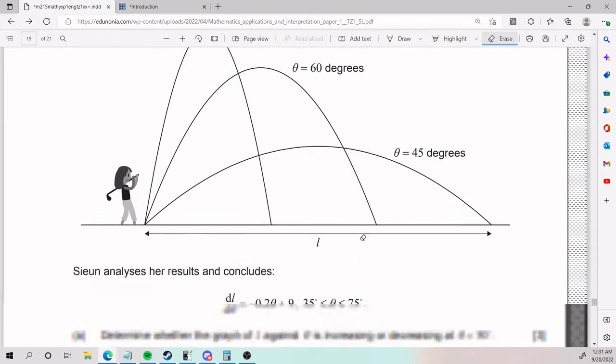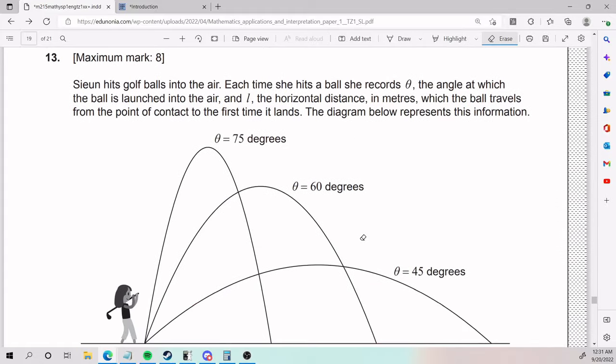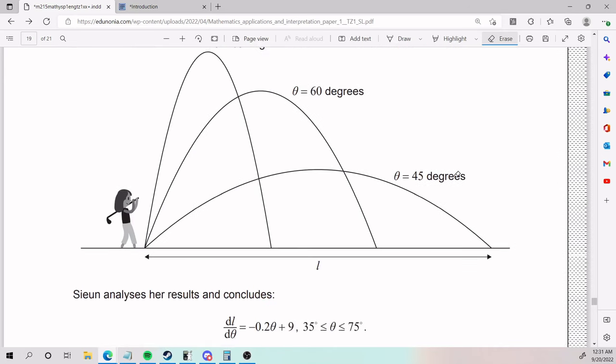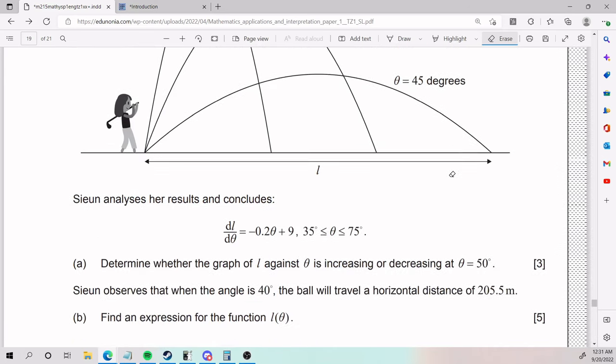Number 13, last but not least, if I'm not mistaken, we have Sion hits golf balls into the air. Each time she hits a ball, she records theta, the angle at which the ball is launched into the air, and L, the horizontal distance in meters, which the ball travels from the point of contact to the first time it lands. The diagram below represents this information. There it is. Sion analyzes her results and concludes that. I don't know how she did that, but she's a genius. See? So they're giving us the derivative of the angle. So let's see. Determine whether the graph of L against theta is increasing or decreasing at theta equals 50.